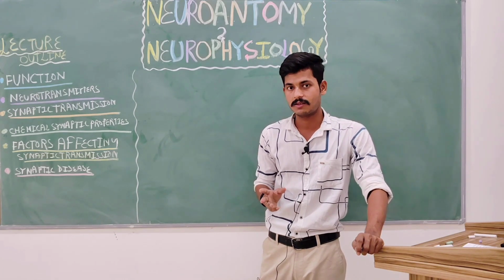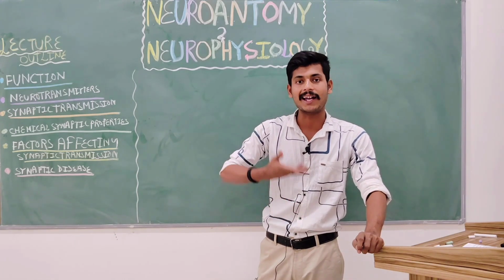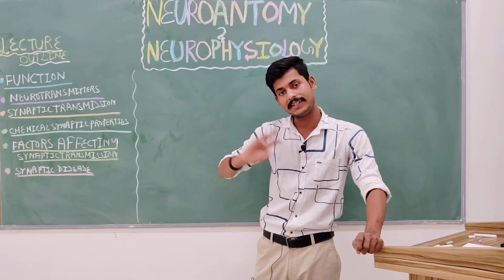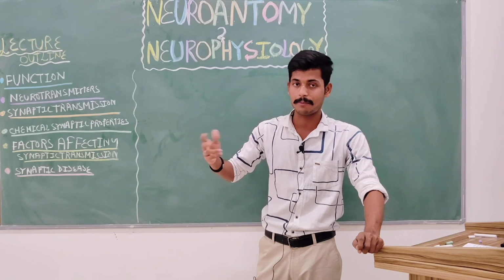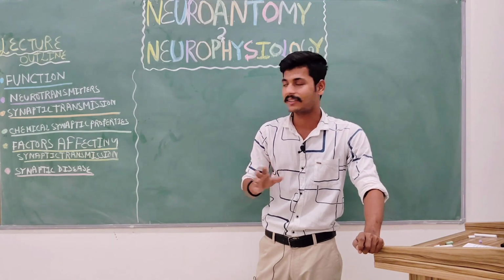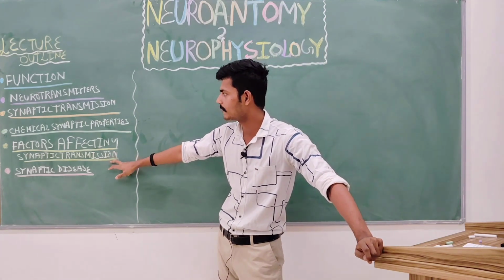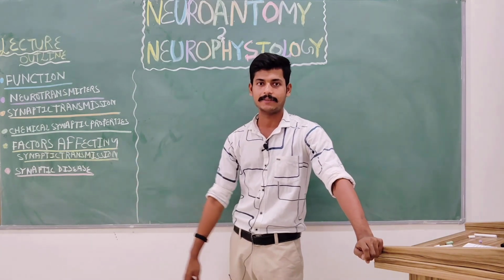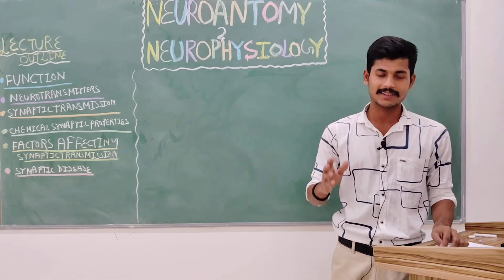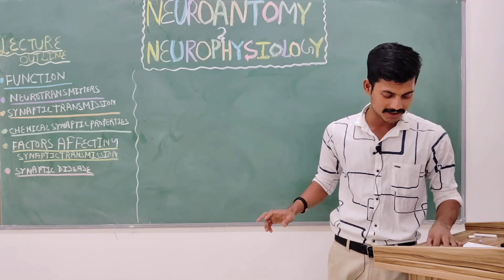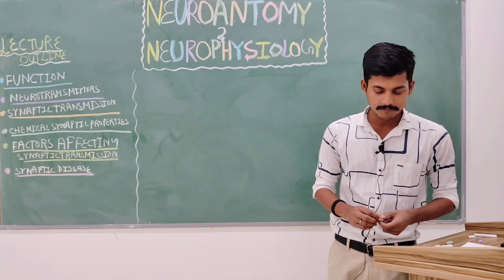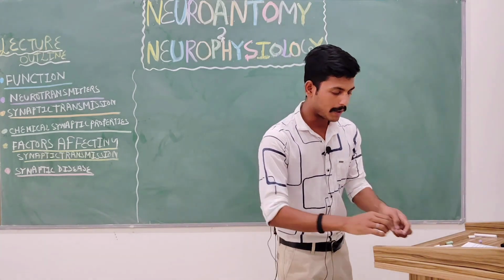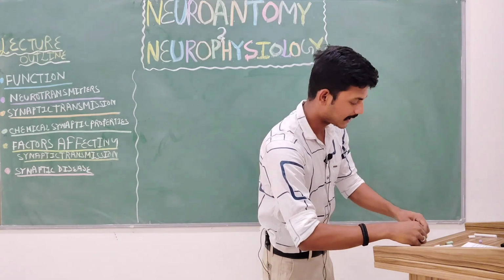Sometimes the body has high acidity, called acidosis. Sometimes the alkaline nature increases, alkalosis. Hypoxia can also affect the synaptic transmission. So we will also see the factors affecting the synaptic transmission. And without the properties nothing is complete, so we will also see the properties of chemical synapse. Understood? So make the heading and start today's lecture.